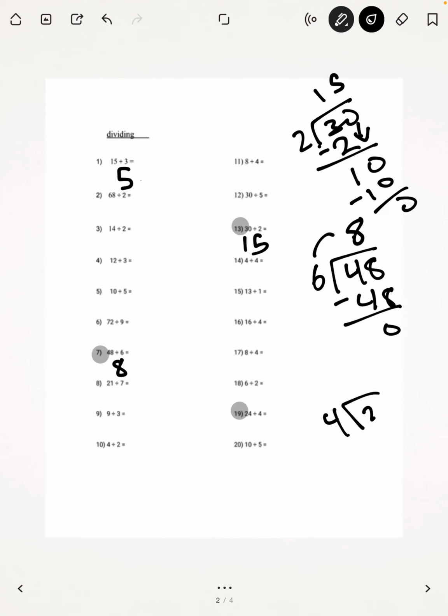24 divided by 4. 4 can't go into 2, you do 24. 4 could go into 24 6 times. 4 times 6, 24. Subtract it, 0. 6.